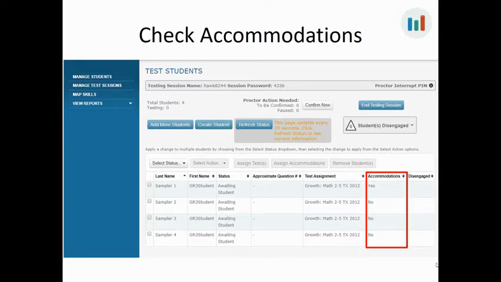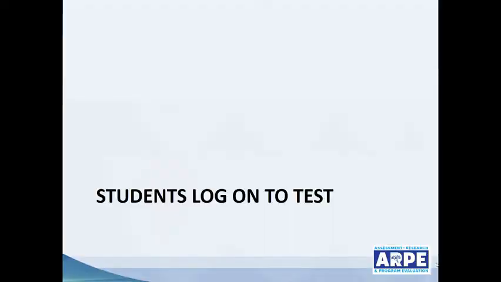You'll notice that next to this student, we now have a yes in the accommodations column. That shows that we've added students to our testing session, we've assigned them a test, and now we can see that we've documented their accommodations. Now we are ready to test. So step 2 of the process is logging on students to test.